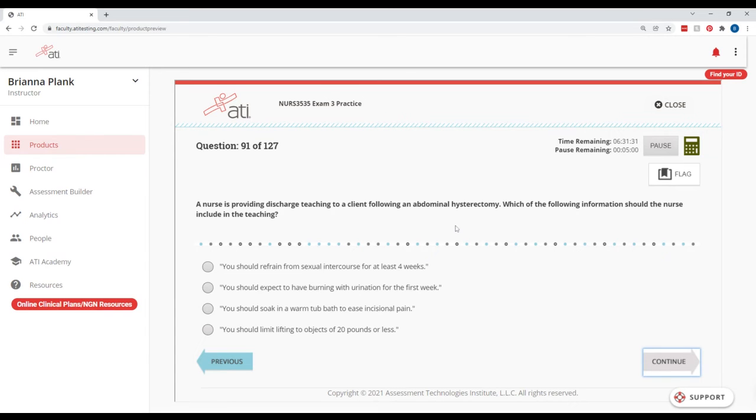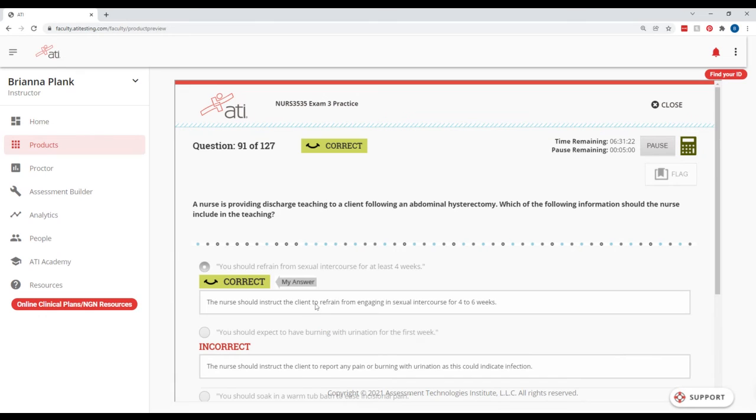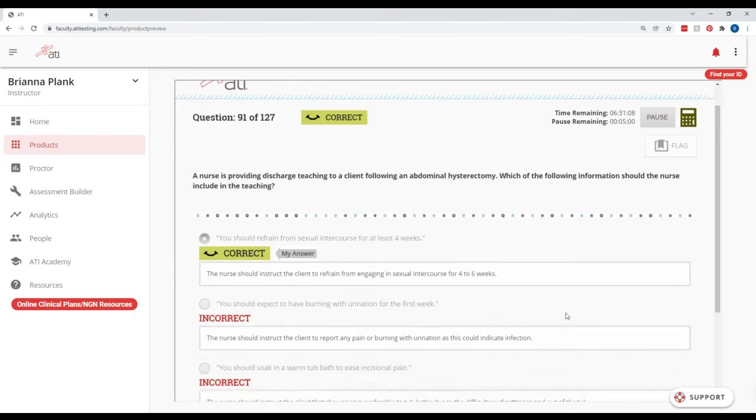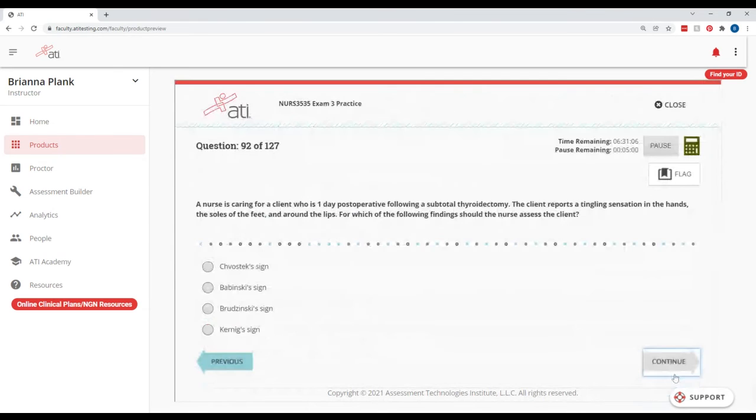Okay, we had an abdominal hysterectomy. Which of the following information should we include in our teaching? So we know that it's this. Just like our moms that are going home, we want them to wait at least 4 to 6 weeks to resume sexual intercourse, just to let the body heal.